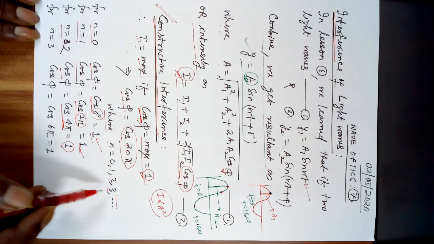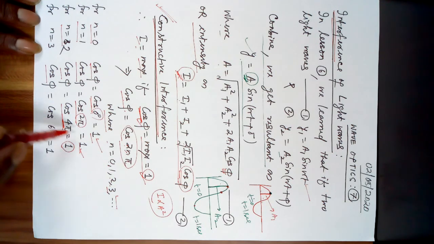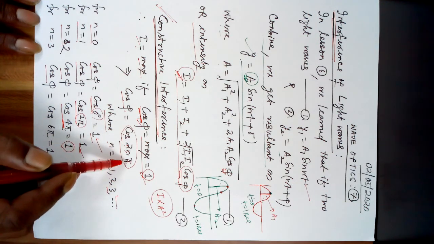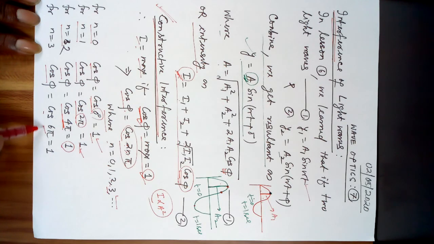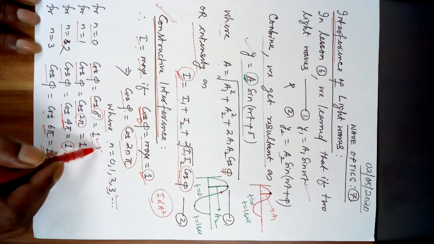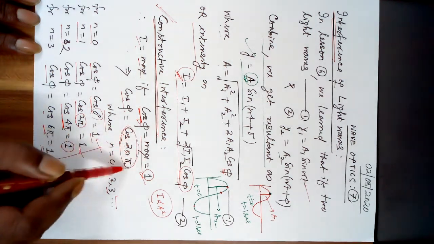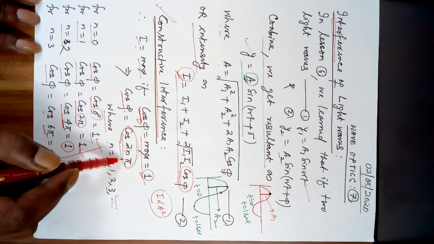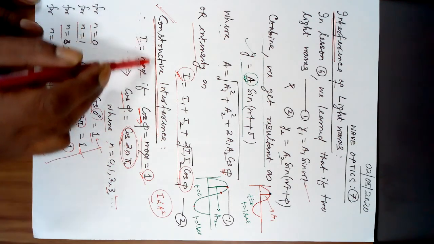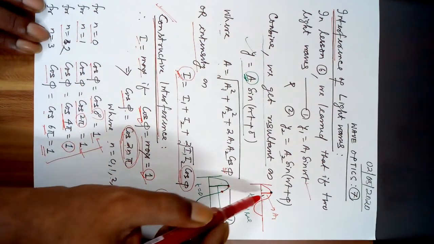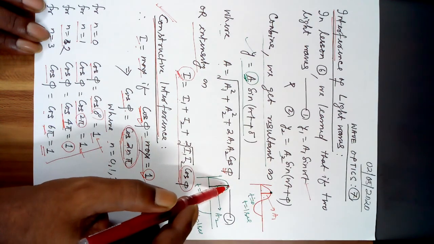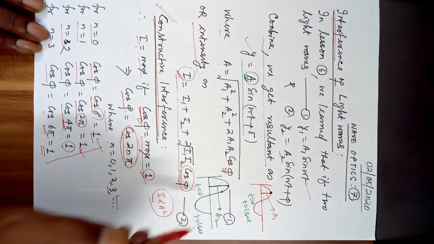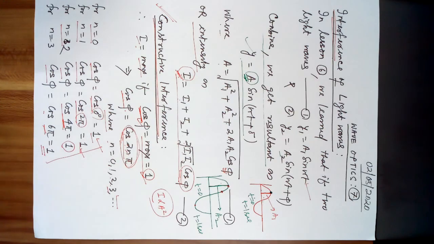Similarly, put n is equal to 3, your cos phi becomes n is equal to 3, 3 2s are 6 pi, and the value of cos 6 pi is also 1. So under this condition, if cos phi is this, then we have constructive interference, means this point of the first wave and this point of the second wave will combine on the screen and we'll see a bright spot, right?